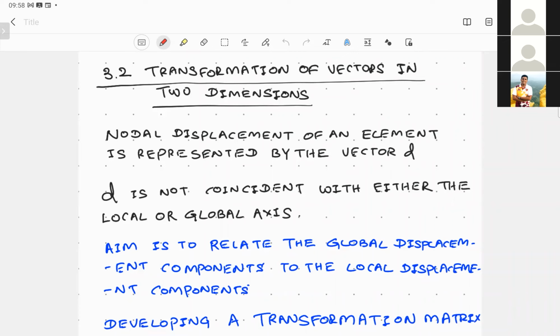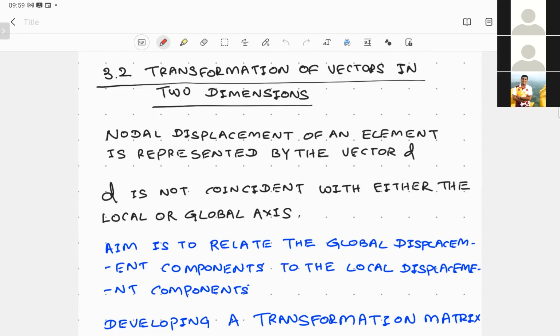But now the element stiffness matrix can be defined in the local coordinate system. Now you need to transform the stiffness matrix defined in the local coordinate system to the global stiffness equation.